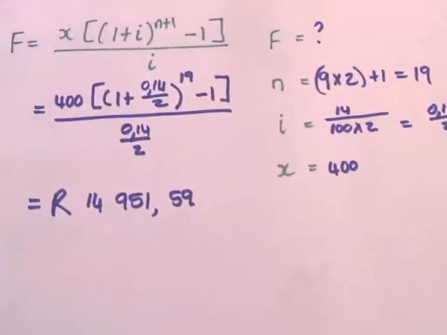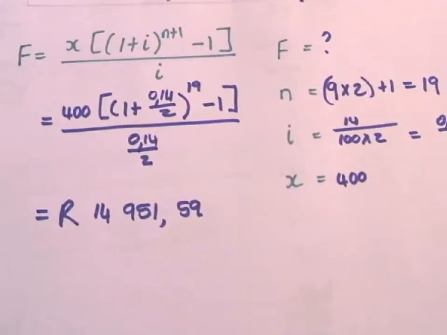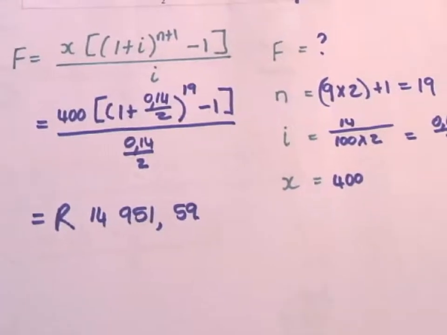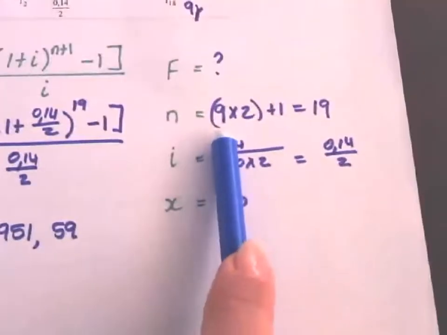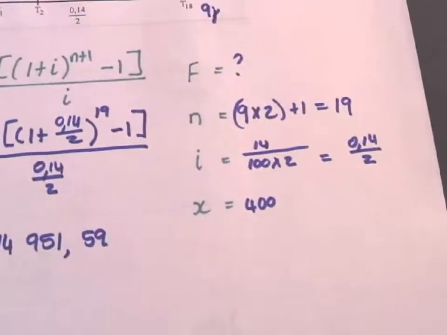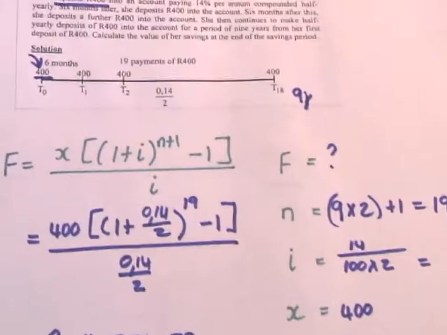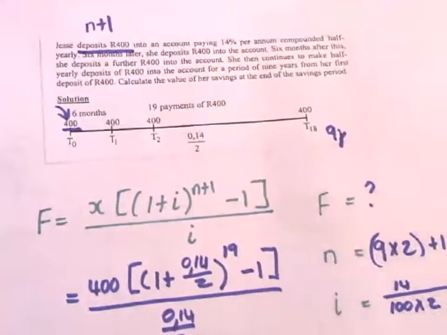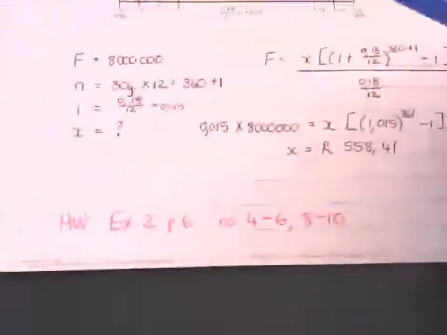Then what happens if they say like 9.5 years? 9.5, then you multiply there with 9.5. Even 9.72? They won't do that. Your homework for Monday.